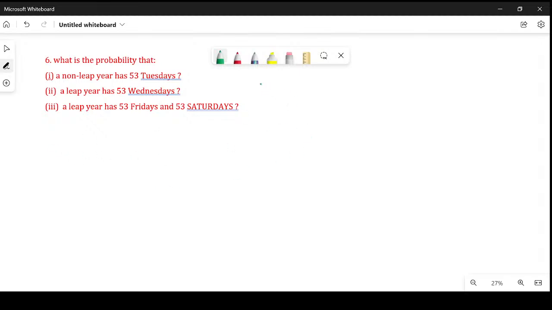First, think about the non-leap year. When they are talking about a non-leap year, how many days should it be? Non-leap year has 365 days, leap year 366 days. We can split this. 365 days, how many weeks will be there? 52 weeks. I can write 7 into 52 weeks plus 1 day. 52 weeks will be there and 1 day will be there. So 365 is nothing but 7 into 52 plus 1.